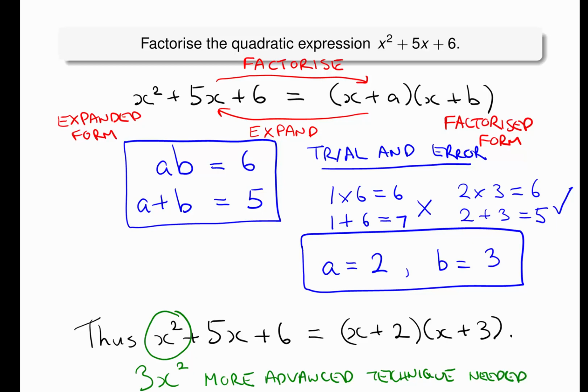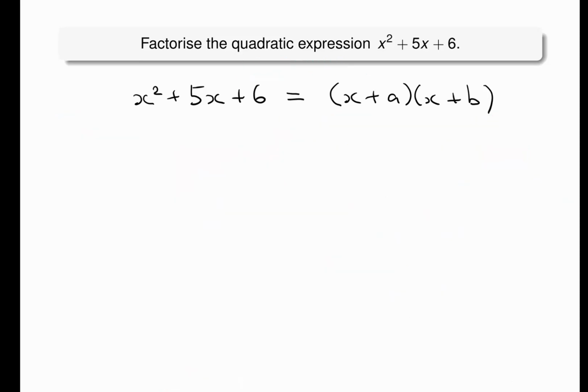Finally, let's finish off by investigating why this method actually works. To do that, we'll need to backtrack a little bit. Expanding the brackets, we get the following. x times x, which is x squared, plus x times b, which is bx, plus a times x, which is ax, and finally plus a times b, which is just ab.